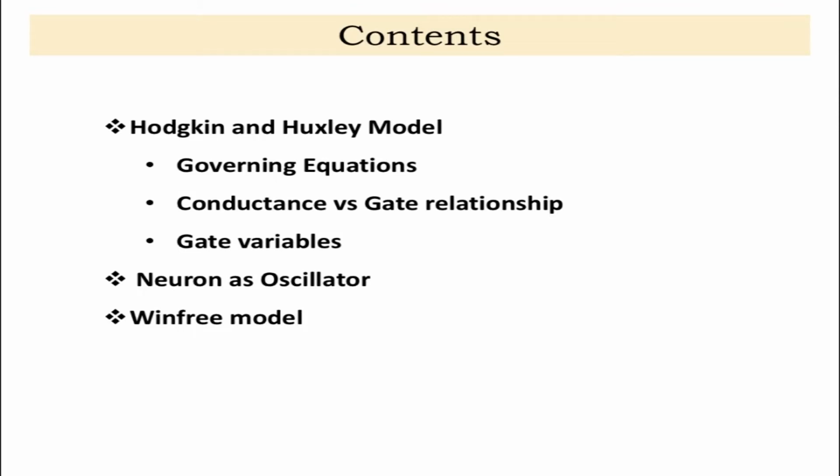In this lecture, I will mostly focus on the Hodgkin-Huxley model, which is a classical dynamic model of a neuron, based on the 1962 Nobel Prize of Hodgkin and Huxley. We will focus on the governing equations, the conductance versus gate relationship, and the gate variables. Then we will talk a little bit about the neuron as an oscillator and the Winfree model. So that will be the flow of this lecture.